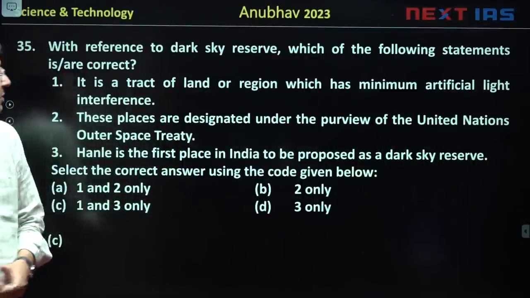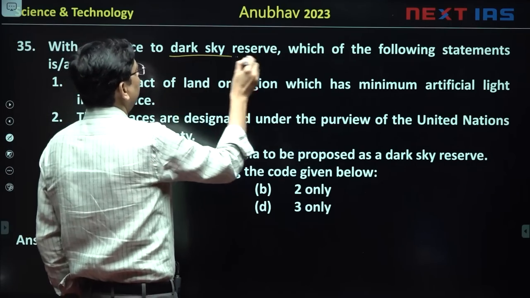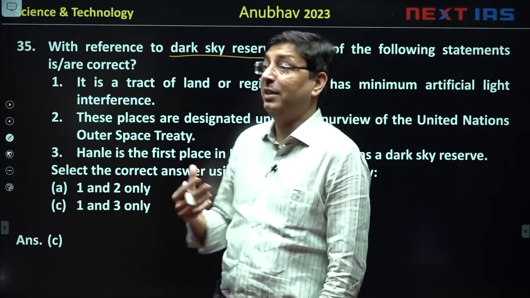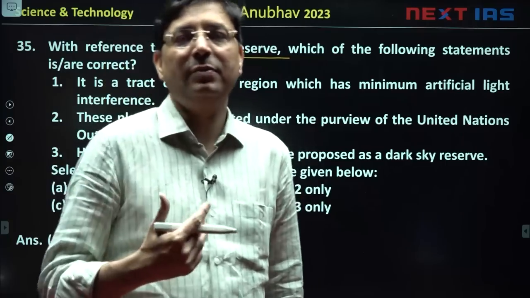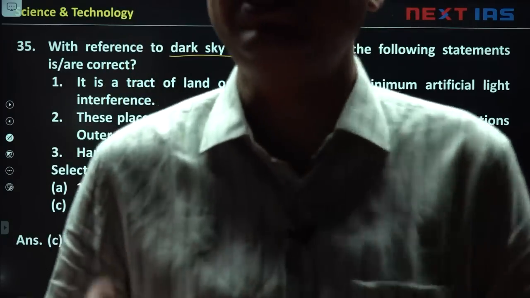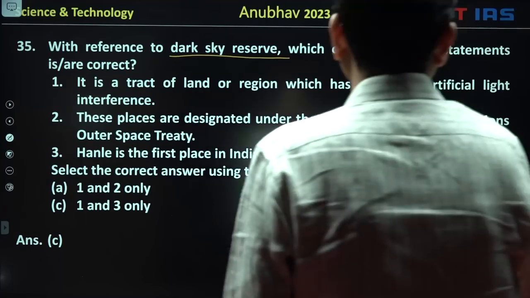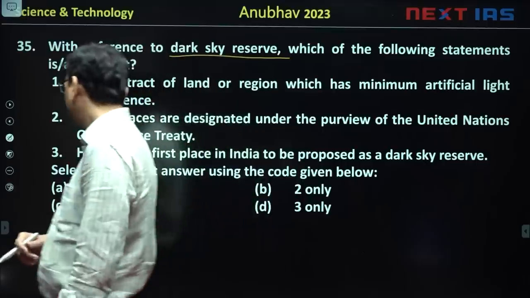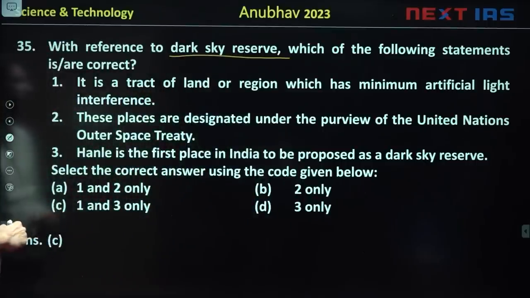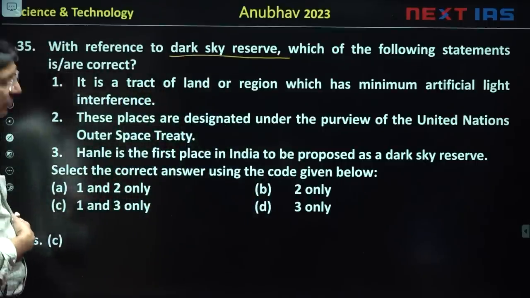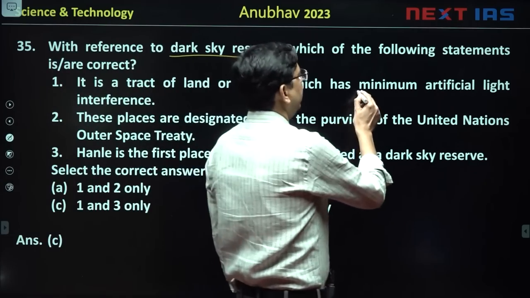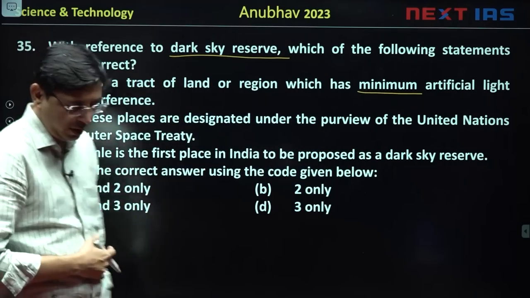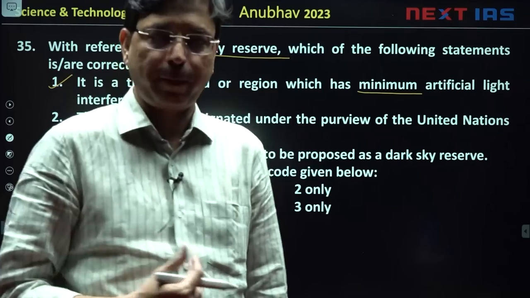This is question number 35. With reference to the dark sky reserve, which of the following statements are correct? What is the meaning of dark sky reserve? A dark sky reserve is a tract of land or region which has minimum or no artificial light interference. So this statement is right, because obviously we can observe the celestial objects in a better manner.